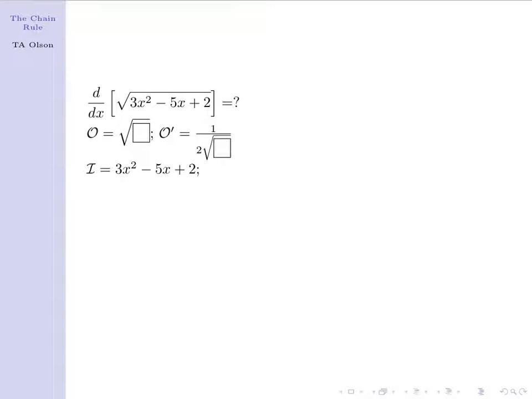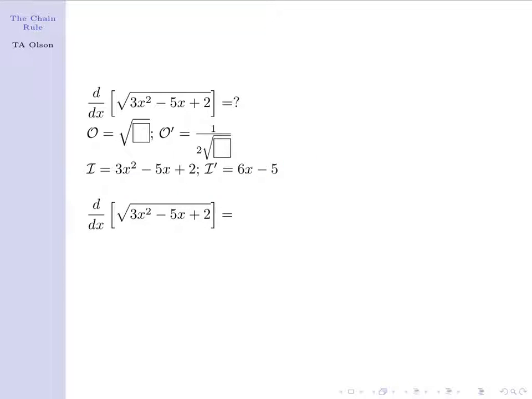Our inside function is pretty straightforward. That's a polynomial. So for I prime, we simply take the derivative of the polynomial. The derivative of 3x squared is 6x. The derivative of minus 5x is minus 5. And the derivative of 2, since that's a constant, goes to 0.